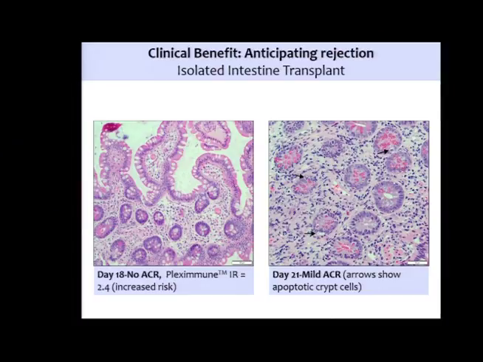Here's another patient, very interesting. This is a child with jejunal atresia who had immune deficiency.